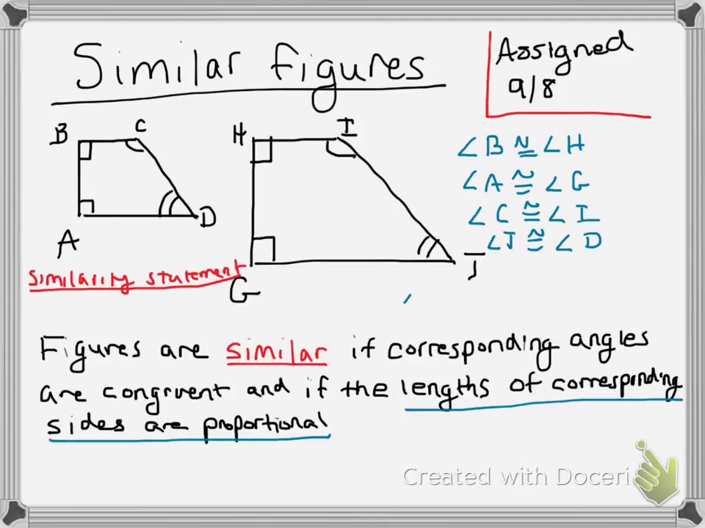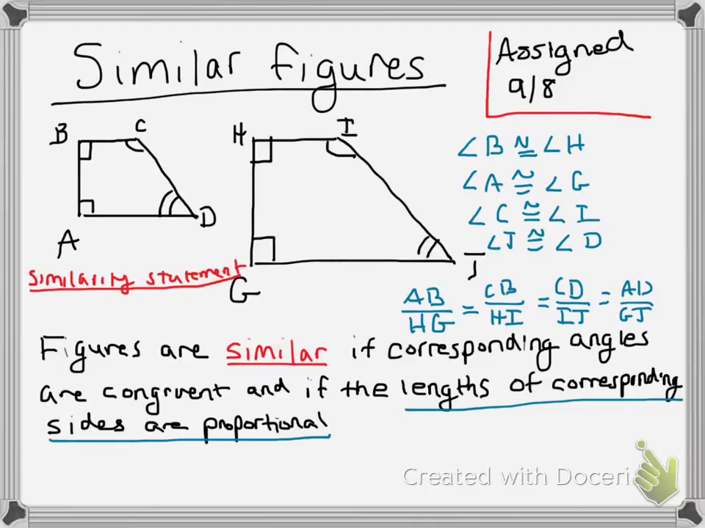But look at side AB and look at its corresponding side, which is HG. If I were to take AB and divide it by HG, I should get the same thing if I were to take two other corresponding sides and divide them by each other. If I were to take CB and divide it by HI, that should be the same as if I took the length of CD and divided it by IJ, and if I took AD and divided it by GJ. We'll talk about that on the next slide.